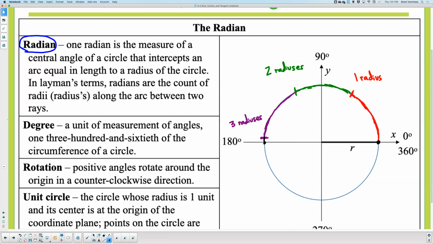It'll take pi radiuses to get to that point right there, pi radiuses. So if you've ever wondered, where did the number pi come from? I have pi written in the back of my classroom. If you look, it's colorful. You see the pi symbol.